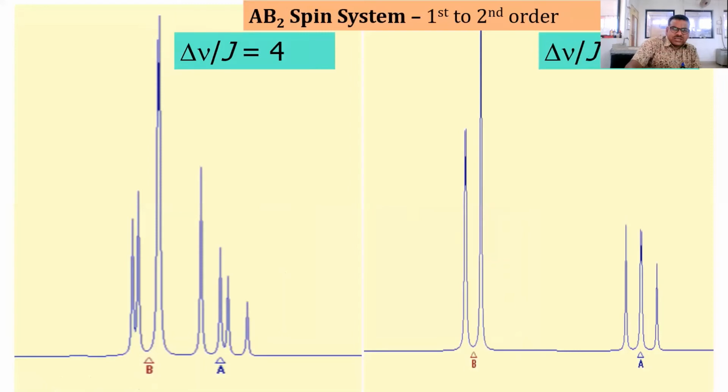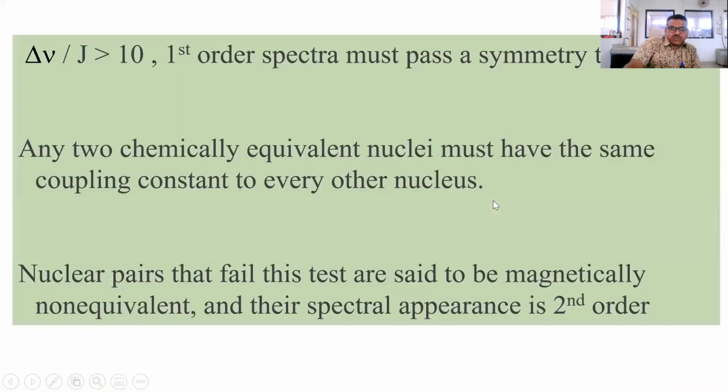Whenever delta V upon J is equal to 4 and delta V upon J is equal to 15, look at this: the peaks have a greater distance, and the coupling constant increases largely. Therefore these are called second order spectra.